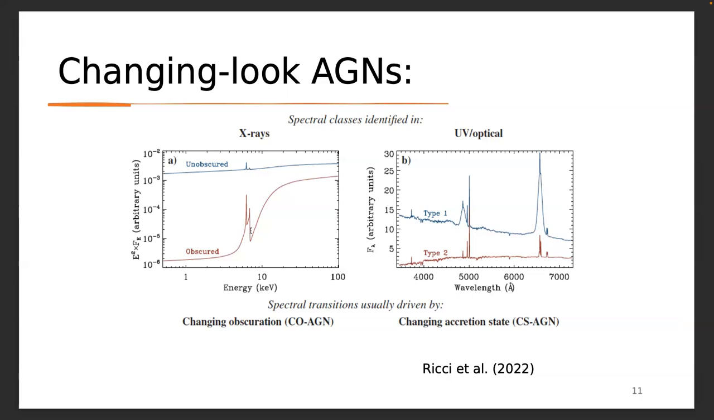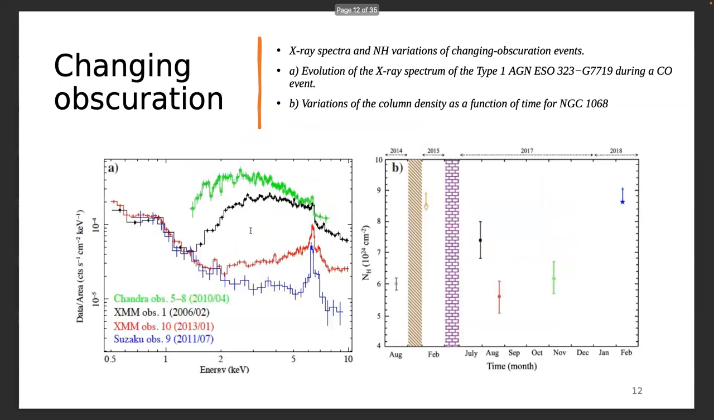On the right-hand side, you can see the changing accretion state. What happens here is the broad line region, which is close to the supermassive black hole, gets illuminated. And that's why the broad emission line, which was not visible initially, comes to life. We are seeing these broad emission lines appearing or reappearing sometimes within months time scale. So let's talk about this changing obscuration first.